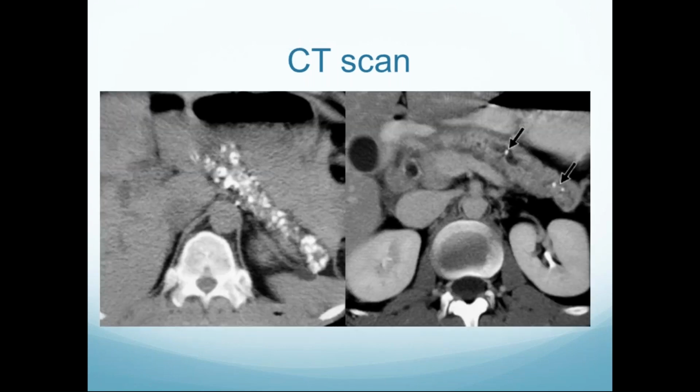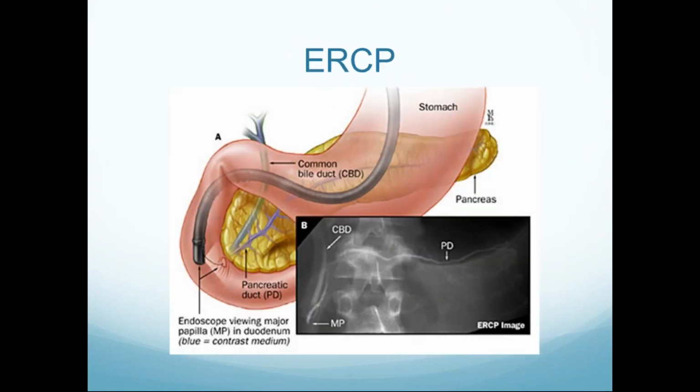Okay. In CT scan, this is the other representation, with the arrow mark showing the calcification of the pancreas. Okay, this is also the calcification of the pancreas. In picture 1 and picture 2, the white dots you see are the calcification of the pancreas.